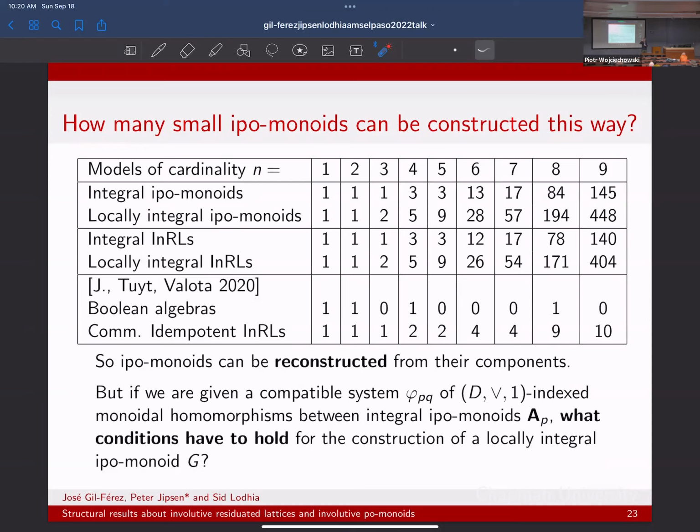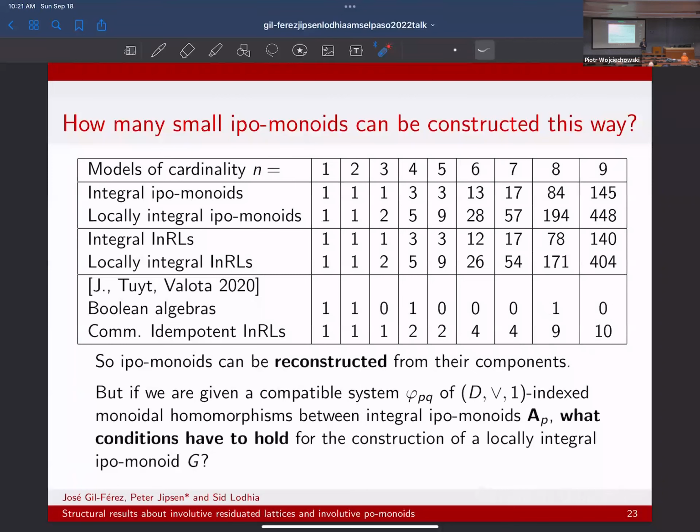It's something that has a top and a bottom, and then in the middle you have to have a 4-element crown. That's the smallest poset that's integral and gives you a component, and it shows up right here because we have 13 IPO monoids and we have 12 integral residuated lattices on 6 elements. So one of them must be not a lattice.